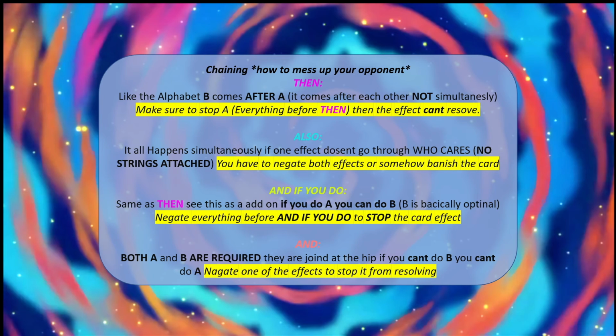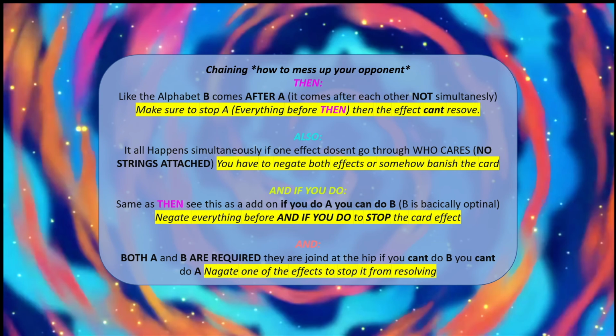Also, it happens all simultaneously. If one of the effects doesn't go through, who cares? No strings attached. So here in Willow, what you have to do is negate both effects if you somehow miraculously can, or just banish the card. If there's a way for you to just negate the whole card, do it, because also is a tricky one to chain to. And if you can't negate both of the effects, just make sure to negate the effect that does damage to you the most.